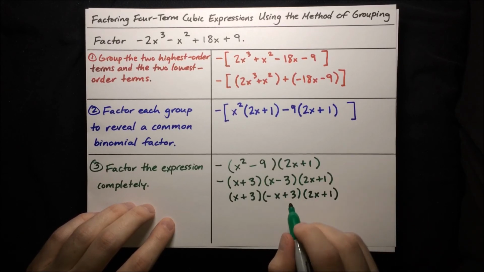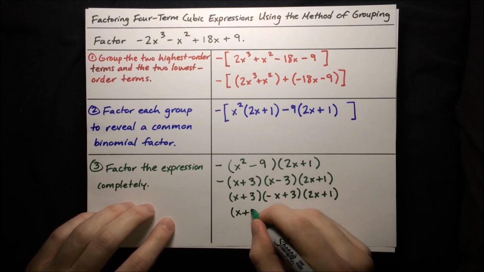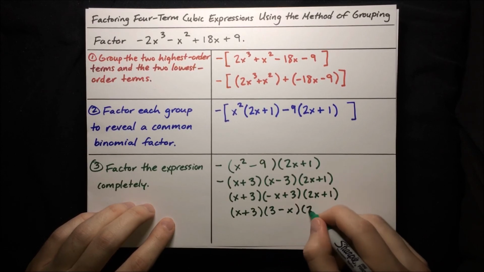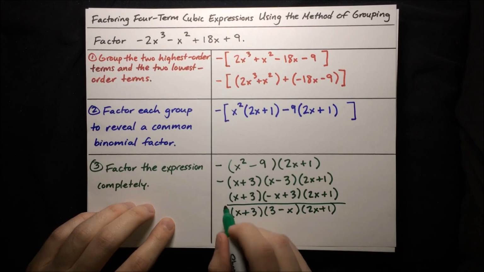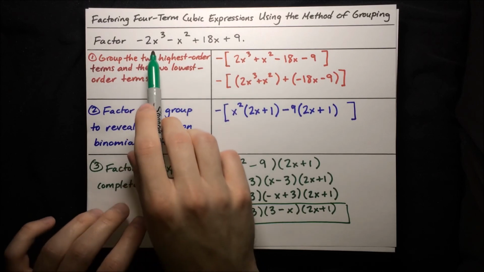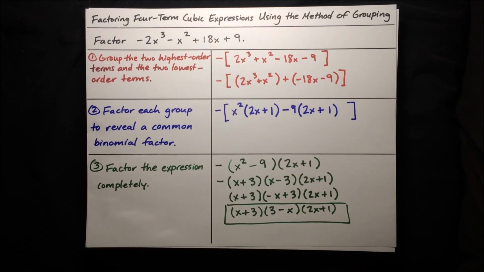You know, to clean this up even more, we could just switch this around and say 3 minus x. Yeah, that would look nice. So x plus 3, and then 3 minus x, and then 2x plus 1. And there we go, factored form. We're all done. So now we see how to use the method of grouping to factor some 4-term cubic expressions, and in the future we'll also see how to use the method of grouping to solve some cubic equations.